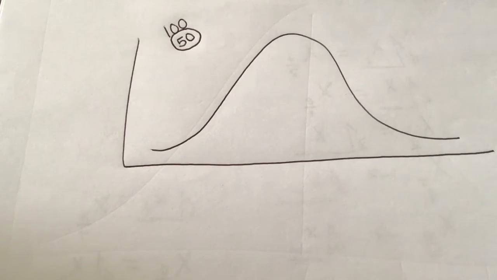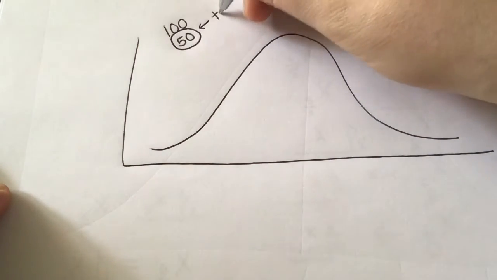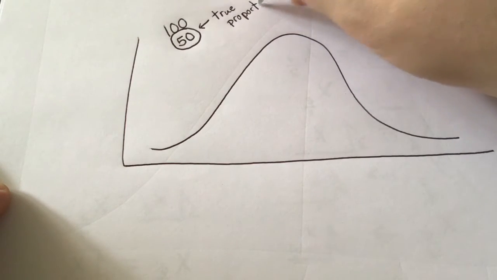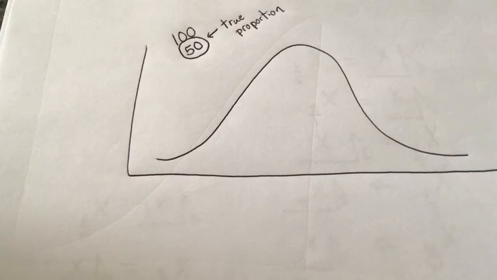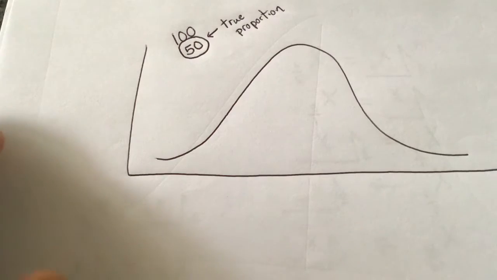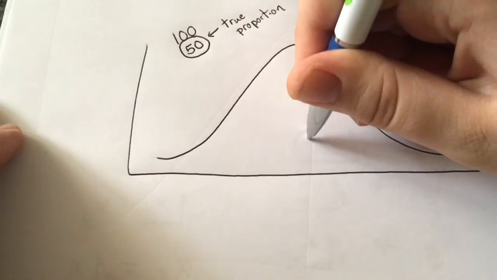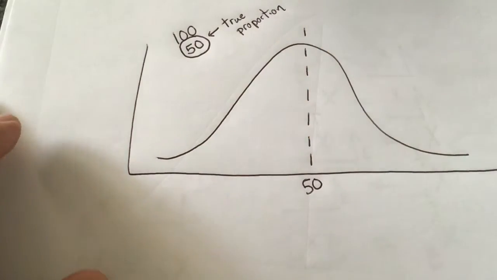That is what is called the true proportion. This is an important term, or at least one that we're going to be using. This is the true proportion. So when we're talking about some sort of statistical measure, if we know the actual expected value, that is the true proportion. So 50 in this case is the true proportion. So the mean, or the average, the center of our normal distribution is going to be 50.